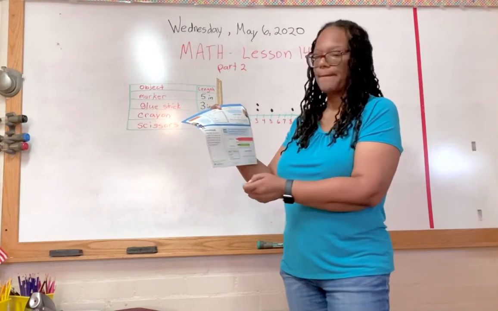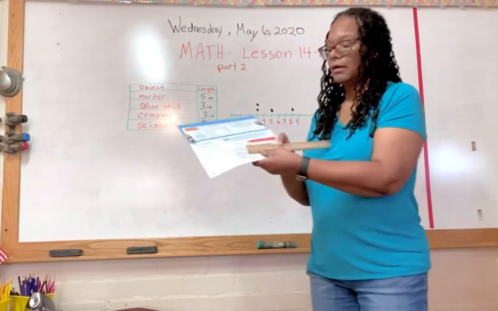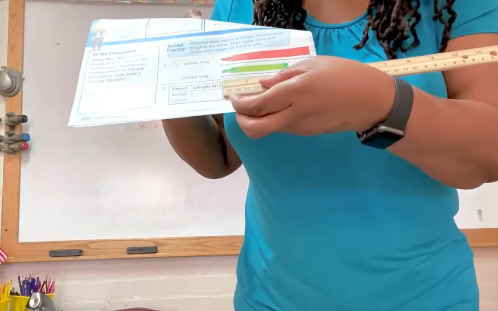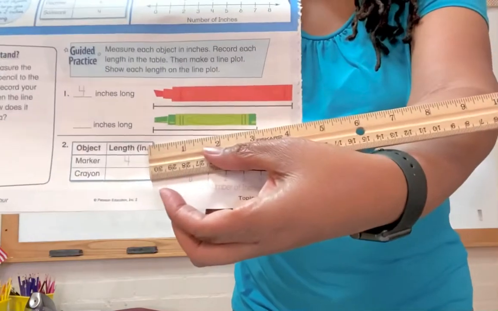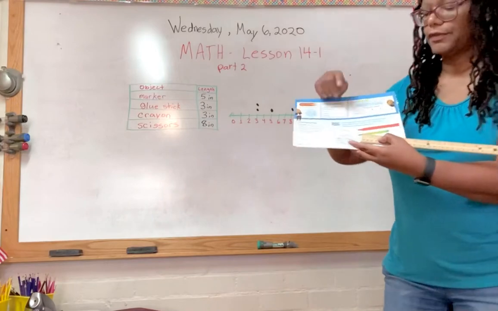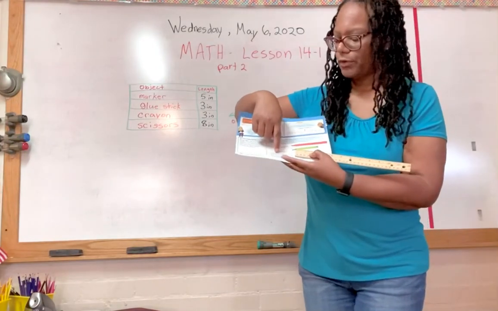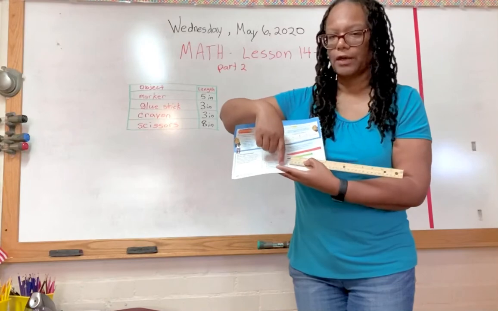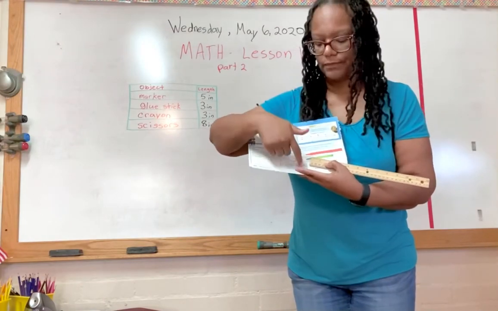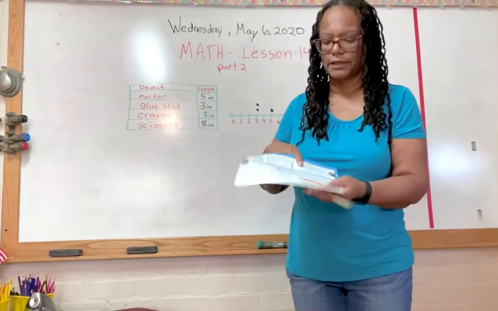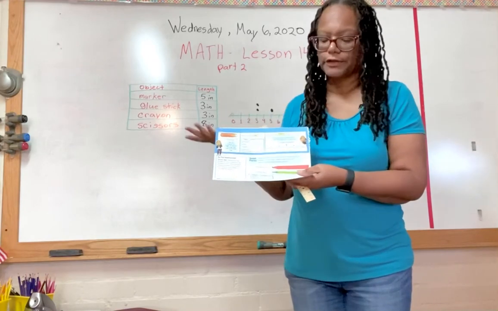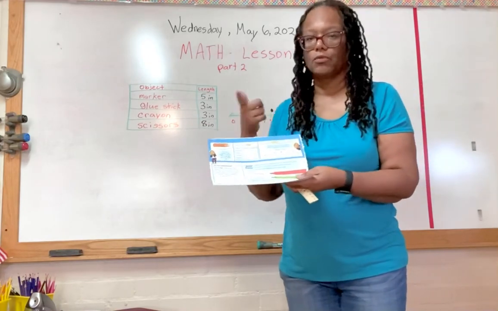So I measured the crayon. And make sure you get it to the end, and we're talking about inches. What do you think? 3? All right, well, put a 3 for 3 inches long. And then in your table here, you put, trace back over here. Marker is 4, crayon is what? 3. All right, then you put your dots. Put a dot over the 4, color that in. And where does the other dot go? Right, over the 3.